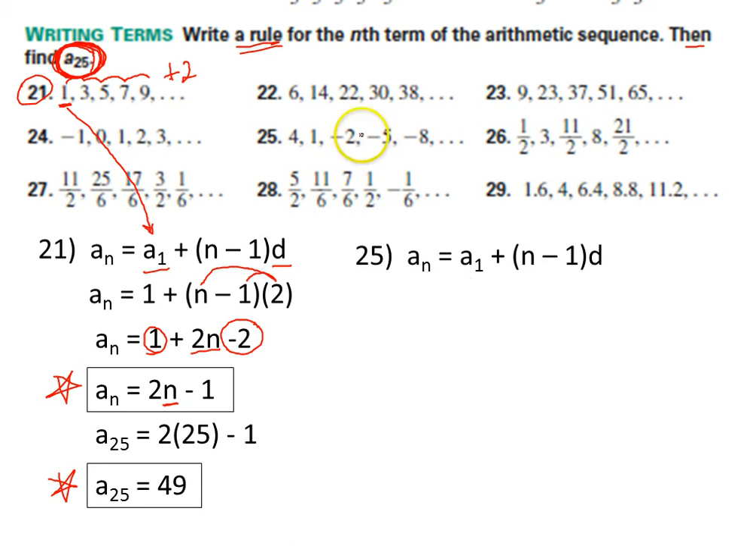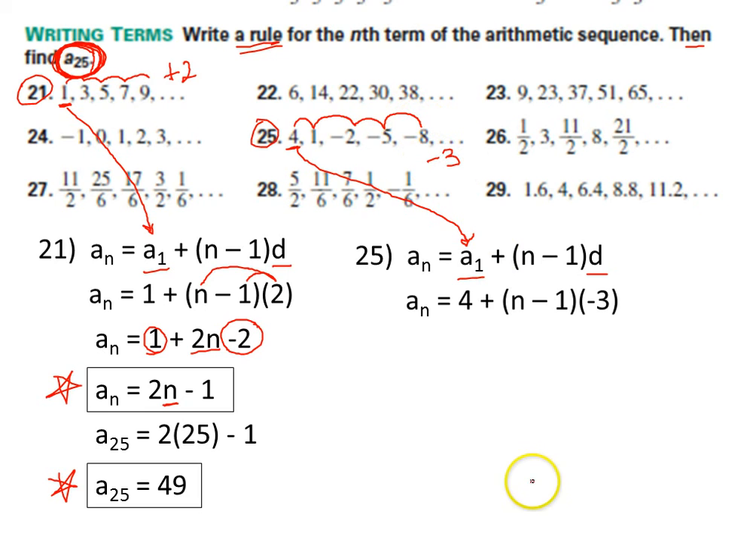Now let's look at 25. Okay, a sub 1 and d. Again, the two things that we need. A sub 1, first term is 4. And what's my d? 4 to 1, down by 3, to negative 2, down by 3, to negative 5, subtract 3, negative 8, subtract 3. So d is negative 3.